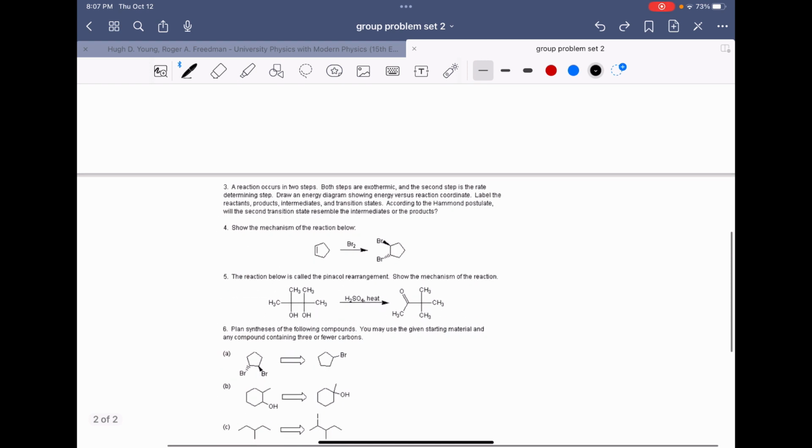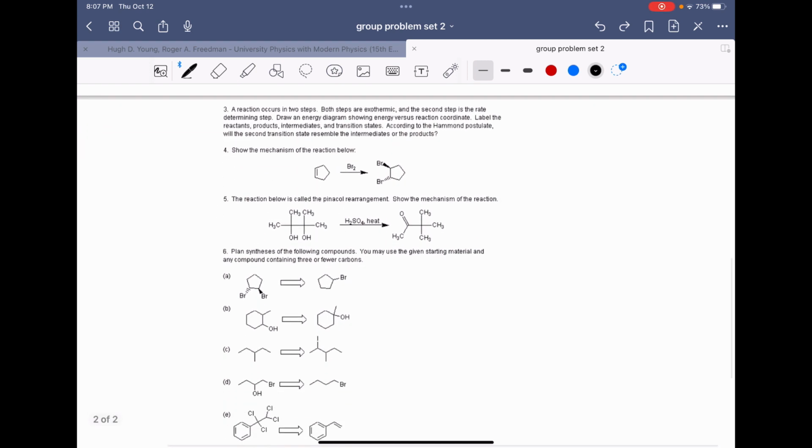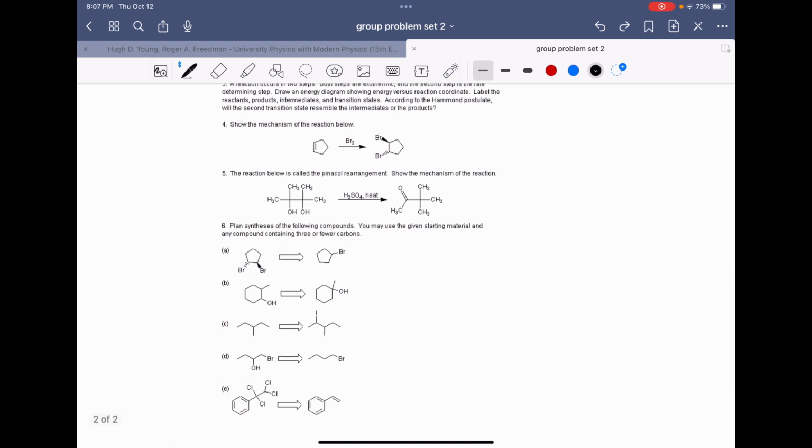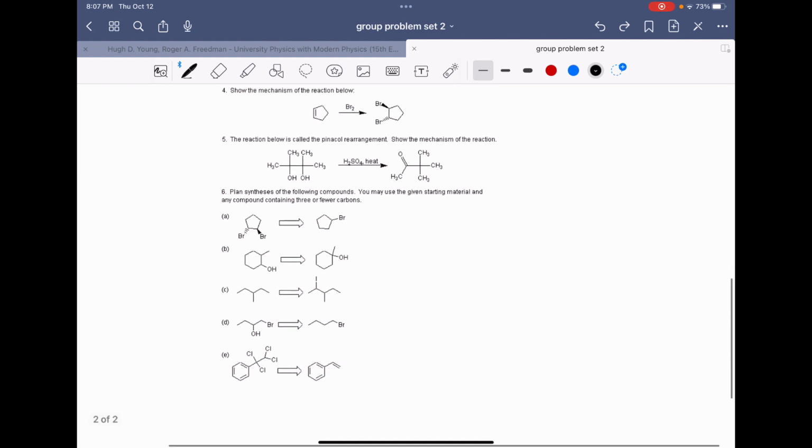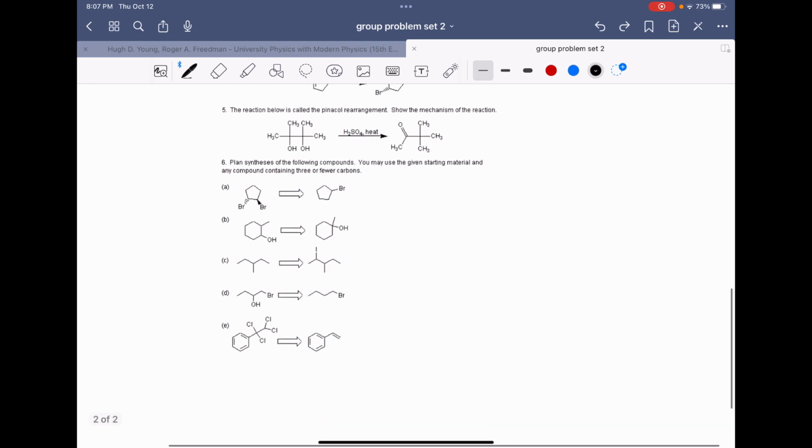Small stuff like the Hammond postulate, knowing mechanisms for simpler reactions because sometimes they get kind of hard. So at least in my class, I'm not really expected to know too much of the mechanism stuff. And then also synthesis reactions, which is basically just knowing my reactions and knowing how to get to where I want. Kind of like solving a puzzle.